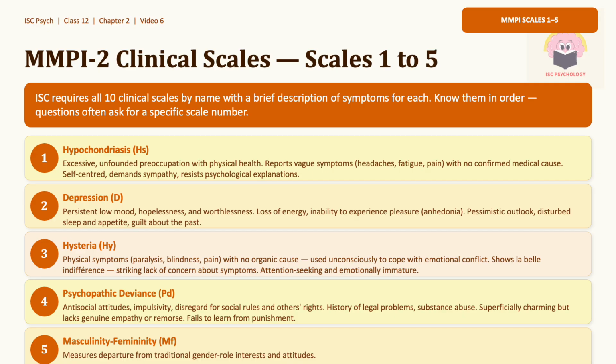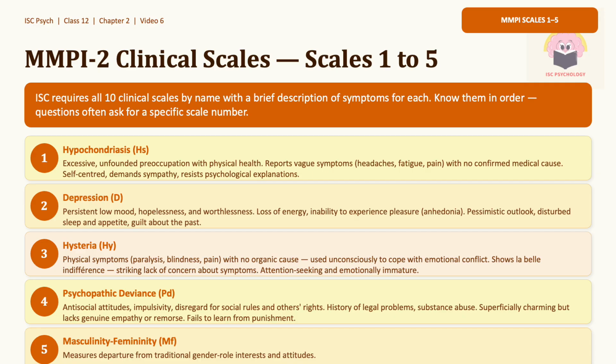This scale measures antisocial attitudes, disregard for social norms, and authority conflicts. A person scoring high on this scale tends to be impulsive, irresponsible, and prone to lying and manipulating others for personal gain. They have very little regard for social rules and conventions, and may show a pattern of violating the rights of others. They may also have a history of legal difficulties, substance abuse, or troubled relationships. They tend to be superficially charming, but lack genuine empathy or remorse. They often fail to learn from punishment or negative consequences.